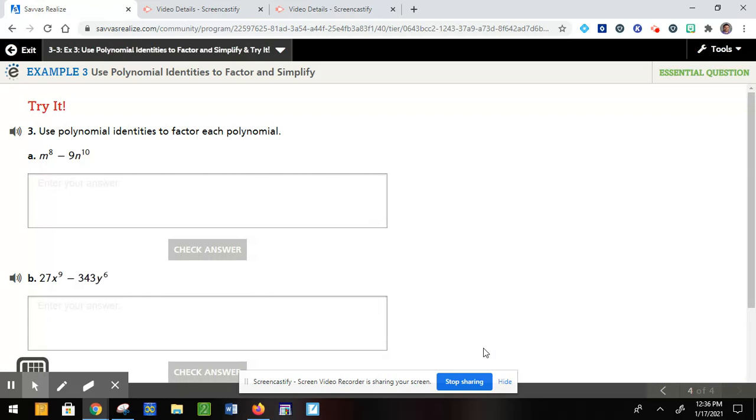So on the try it page, we've got basically one of each of those three. So give them each a try, and then pause it, try it, come back.